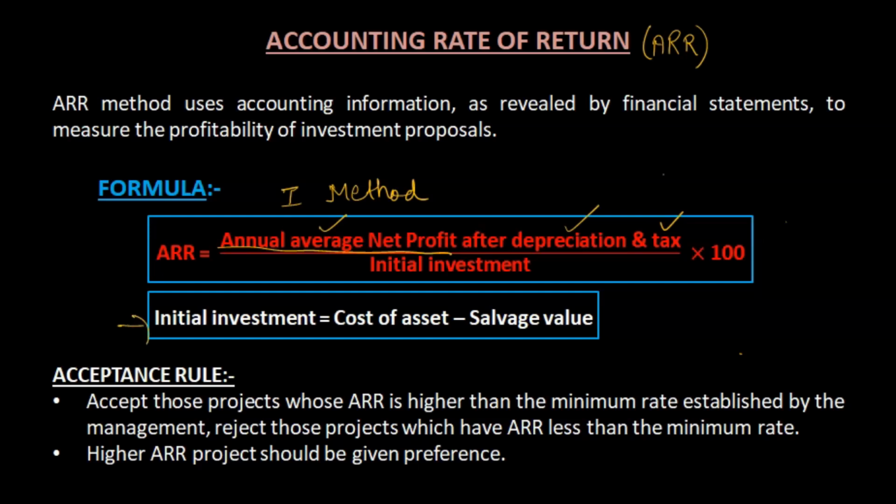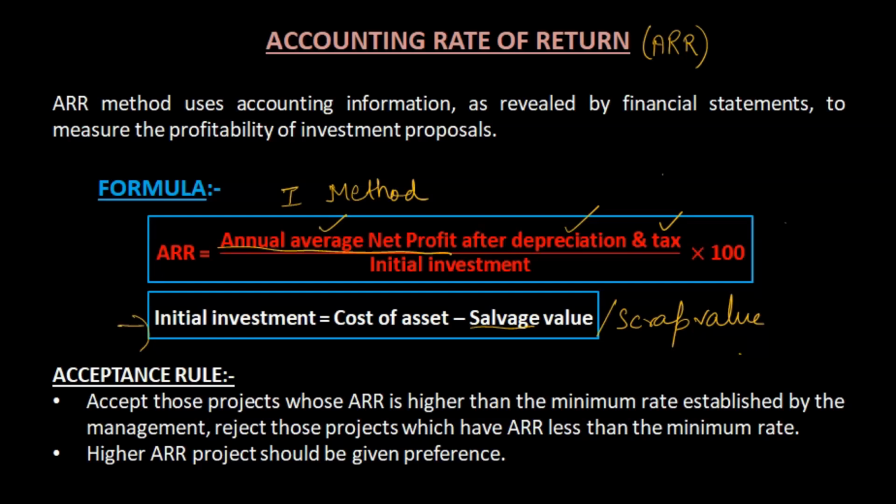So initial investment is cost of asset minus salvage value or scrap value. Either it is salvage value or it is also known as scrap value. So this you have to deduct from the cost of project which is given in the question. Okay, means what amount we are going to get when we sell that asset after the end of its life, that will be scrap value that we have to deduct from the cost of asset.